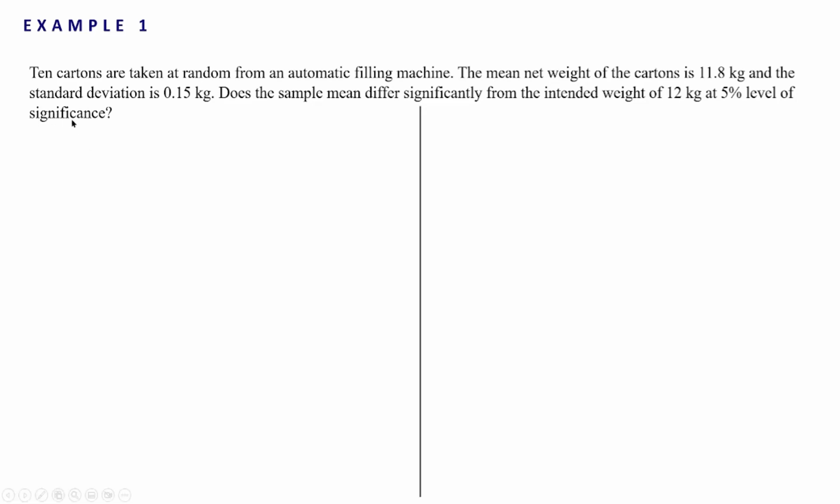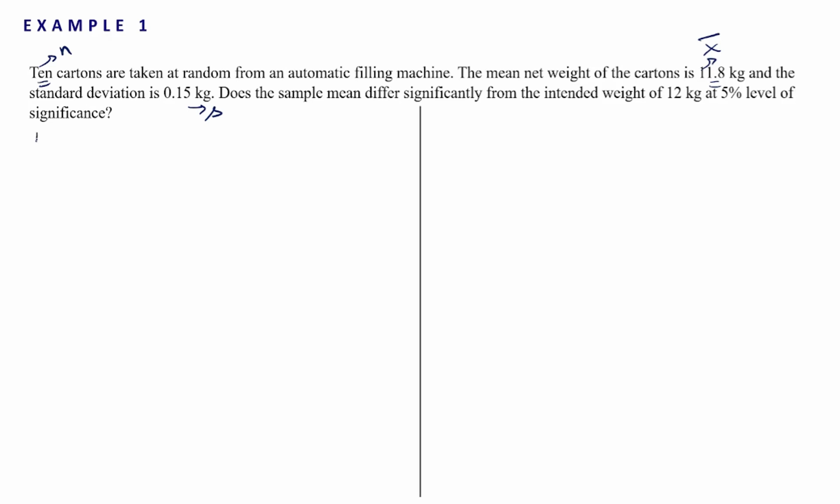So here a sample of 10 cartons is taken at random from an automatic filling machine. The mean net weight of these 10 cartons is 11.8 kg and the standard deviation is 0.15 kg. Now we need to test whether this sample mean differs significantly from the intended weight of 12 kg at 5% level of significance. So our hypothesis is we have to test whether this sample is drawn from a population having mean of 12 kg. Here we have 10 cartons in the sample, so this is the sample size n. The mean net weight is 11.8 kg, so this is the sample mean x bar, and this is the sample standard deviation small s, which is 0.15 kg.